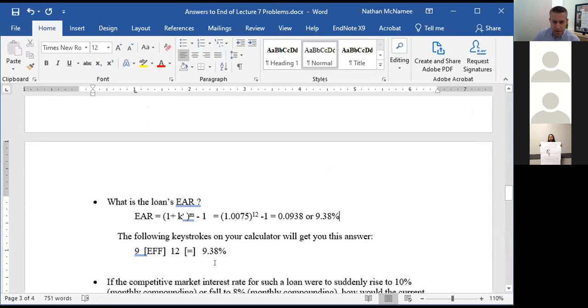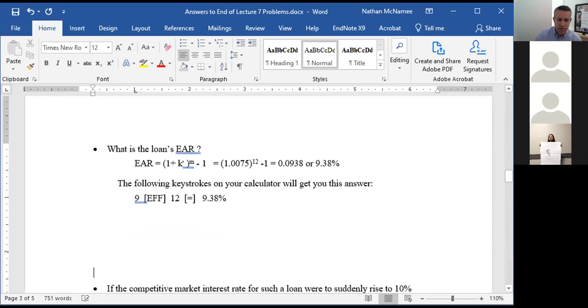So if we look at the question, it says, what is the effective annual rate? If you want to use the formula, you're welcome to use the formula with the calculator. And I went over this on the previous presentation from last week on how to use the calculator. So if you have more questions on how to do this, then I recommend going back to that presentation. But let's do this right here. So we know that the rate is 9%, and we know the number of periods is 12. And so let's enter that into our calculator.